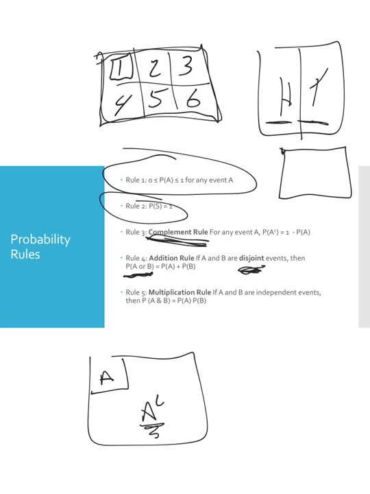Rule 5, multiplication rule. Multiplication rule is, oh, and almost fell. Oh, and he has officially fallen for the 923rd straight day.